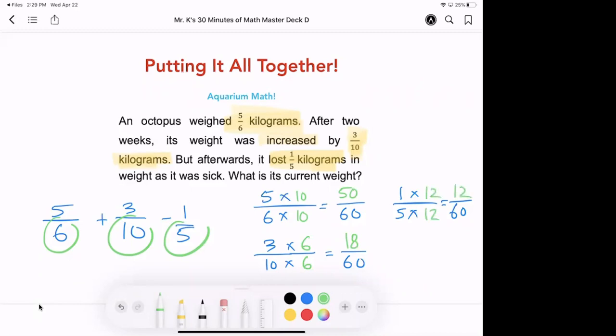Okay, so now let's rewrite our problem. 5/6, well, we know now that's the same as 50/60ths, plus 3/10, which we know is the same as 18/60ths, minus 1/5, which we know is the same as 12/60. Okay, 50 plus 18 is 68, and then 68 minus 12 is 56/60. And we can simplify that a little bit more.